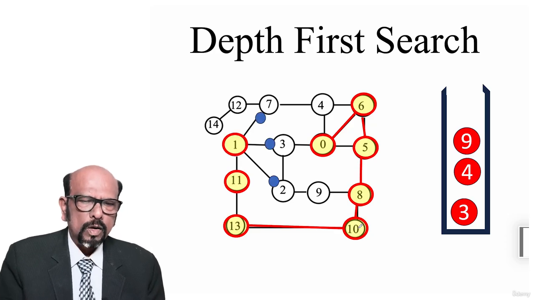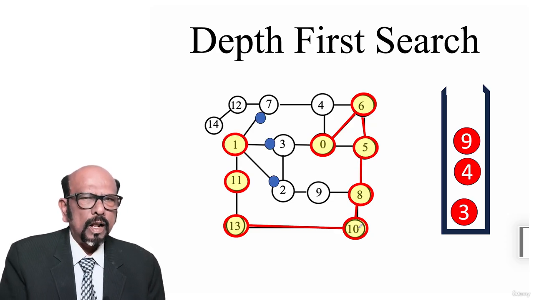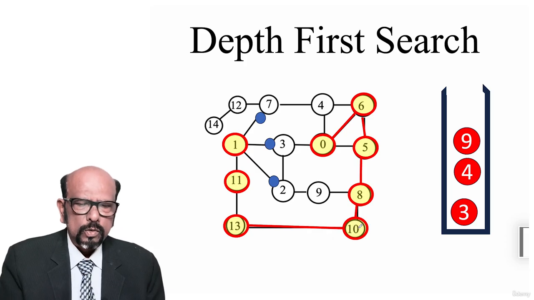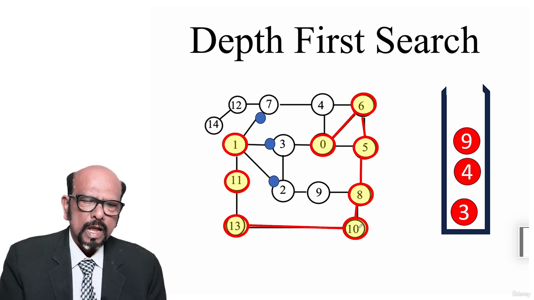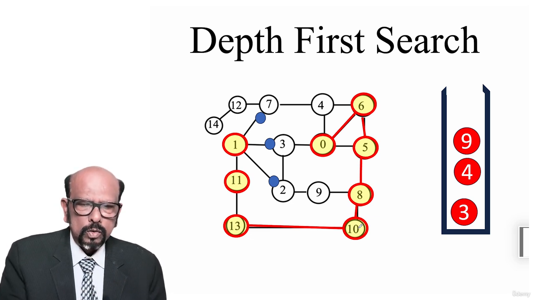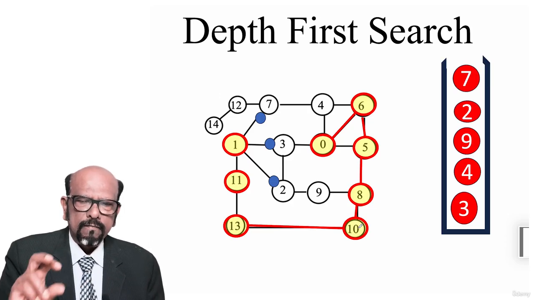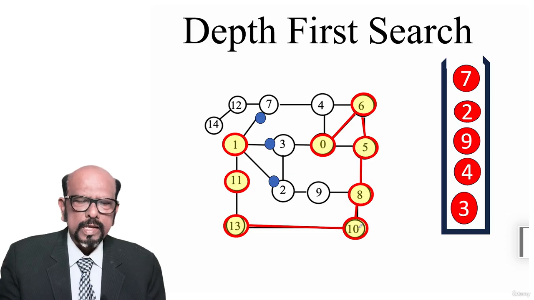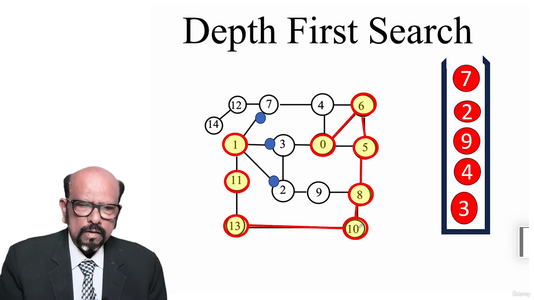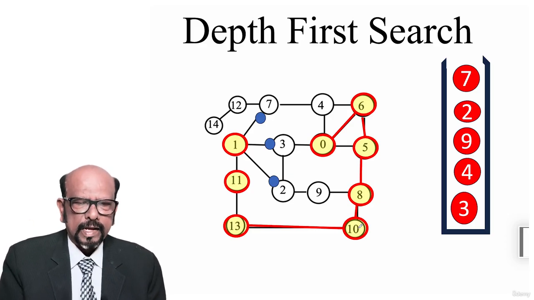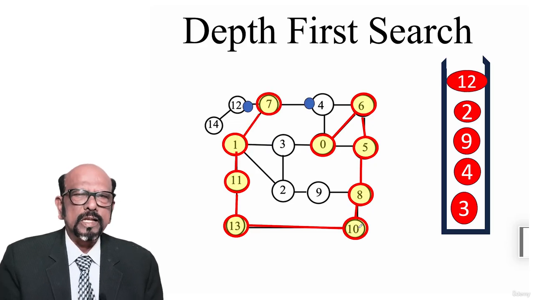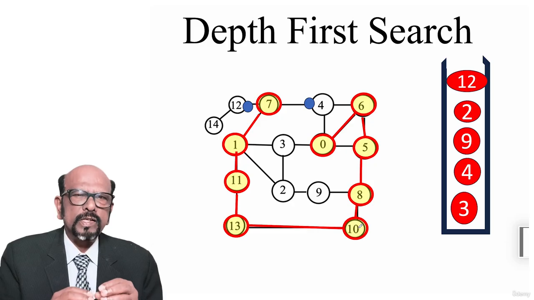Now you pull out. For 1, there are 3 neighbors: 2, 3, 7. Remember 3 is already inside the stack. So for 1, 2, 3 and 7 are there. Now 2 and 7 will be inserted because 3 is already there. Now we will pop the stack. What will come out? 7 will come out. Now we will do the DFS at 7.